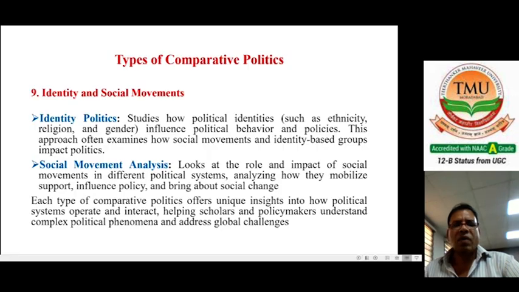That means when we are talking about these things, here I am talking about the types of comparative politics. Comparative politics is not only about institutional comparisons, but also covers behavioral comparisons, global perspectives, regional areas, identity politics, and sometimes social movements. So this is a very broad concept of the types of comparative politics.